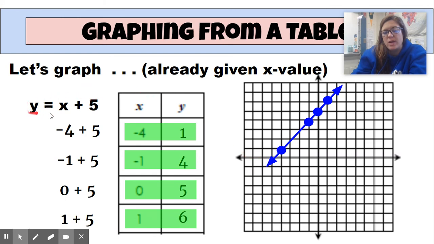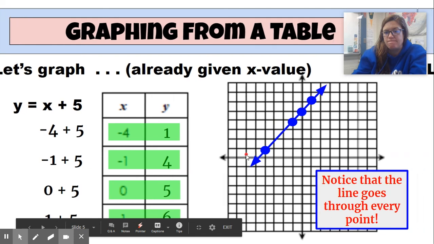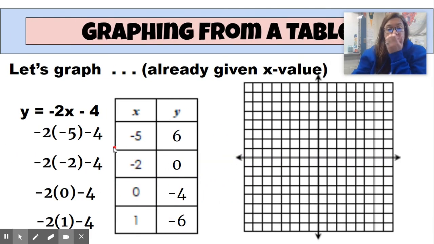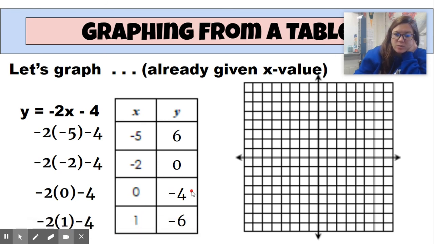Okay, so we took an equation or a function or a rule, and we figured out x's and y's to make points. All right, let's try another one. So now my rule is -2 times x minus 4. So remember, plug in my -5. So -2 times -5 is 10, and 10 minus 4 is 6. All right, now I'm going to plug in my -2. -2 times -2 is 4. 4 minus 4 is 0. And then I'm going to plug in a 0. -2 times 0 is 0. 0 minus 4 is -4. And then I'm going to plug in a 1. -2 minus 4 is -6.